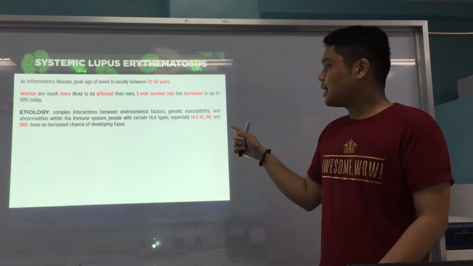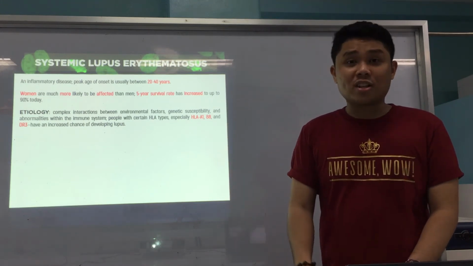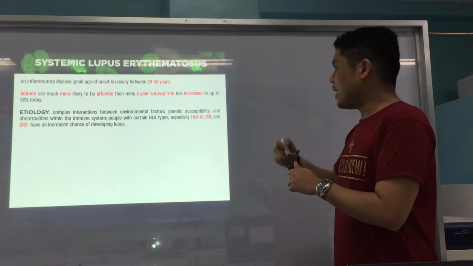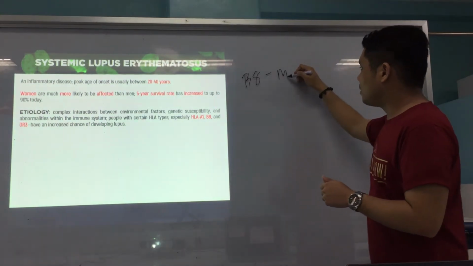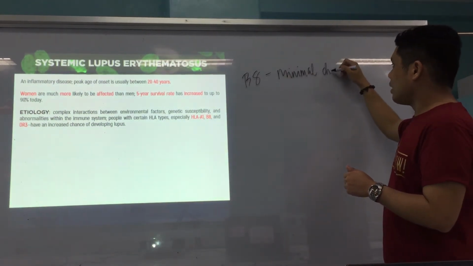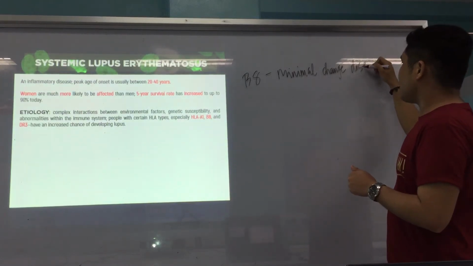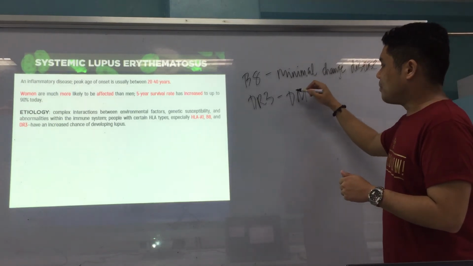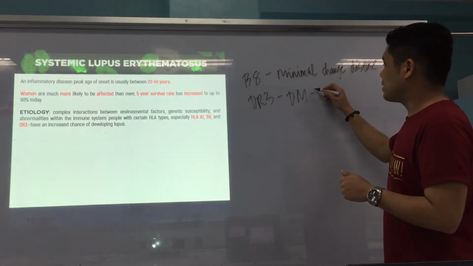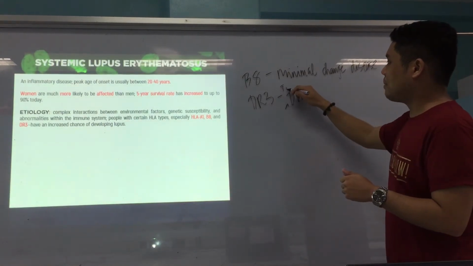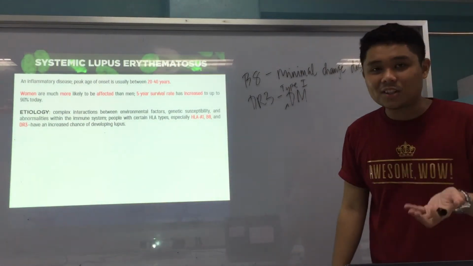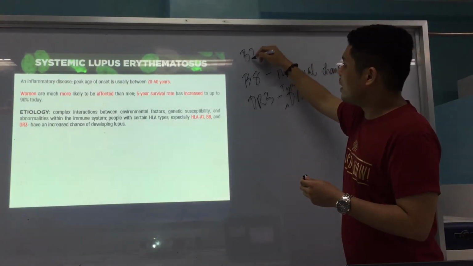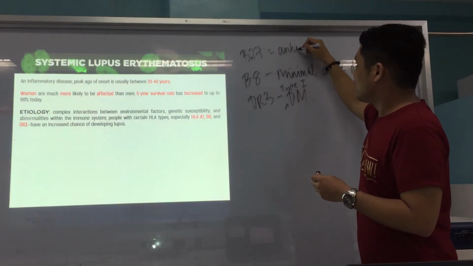And then B8 is minimal change disease, in your AUBF. I hope you still remember. HLA B8, if I'm not mistaken, is minimal change disease in your AUBF. And then for DR3, you could also get type 1 DM, if I'm not mistaken. I'm sure Ma'am Teddy introduced in lecture the different diseases in each HLA gene that you may encounter. And of course, B27, very popular, ankylosing spondylitis.